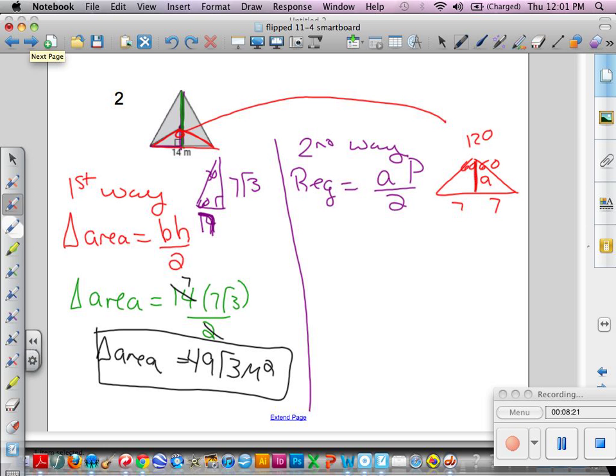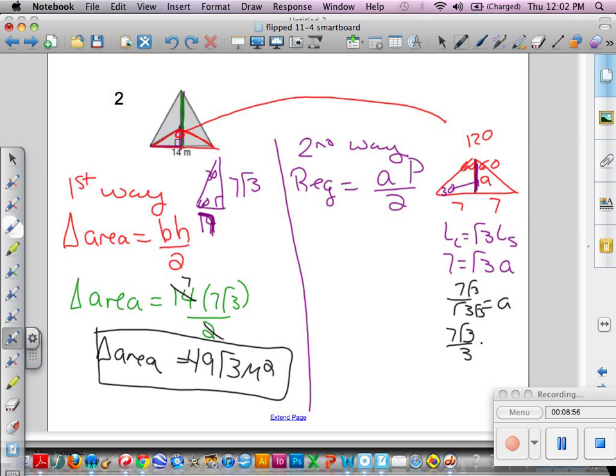So I'm looking for my apothem, or the height of that triangle. This is 30. So I'm going to use long leg is square root of 3 times the short leg. My long leg is 7 square root of 3. My short leg is my apothem, or my A. So I divide by root 3. So now I get 7 root 3 over A. And then I multiply by root 3. So I get 7 root 3 over 3 is my apothem.